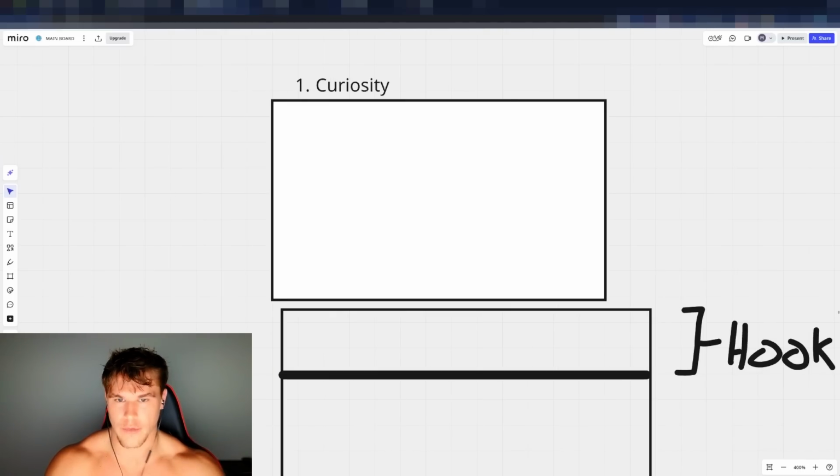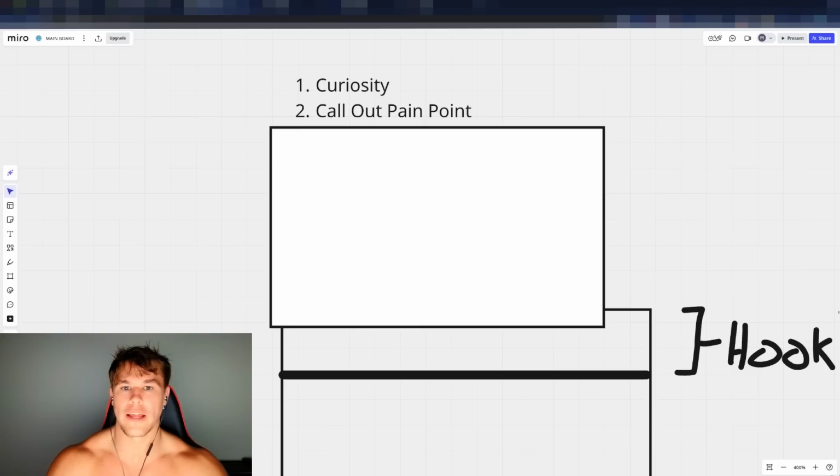One of the most common structures in copy is something called an open loop. And an open loop is essentially promising something that's going to happen later in the ad. That is a perfect way for you to trigger curiosity, although there's a number of ways that you can do that. Number 2, call out the pain point. All right.